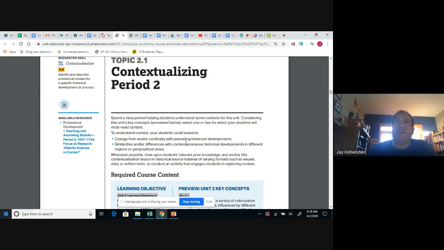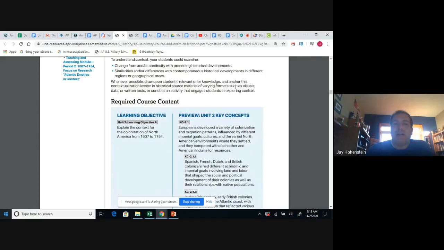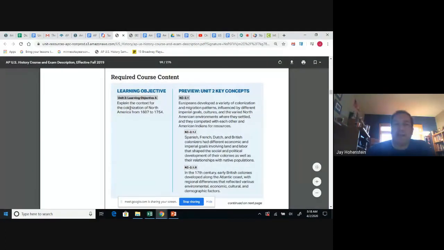You have just studied the time period of exploration, Spanish colonization, the encomienda system, and all of these things could be used as contextualizations. You could also talk about what's going on back in Europe during this time period. And as you see down here, it says, explain the context for the colonization of North America. They're going to do this for you.